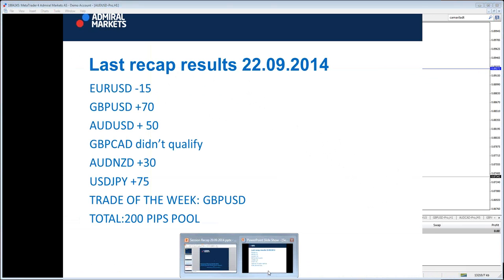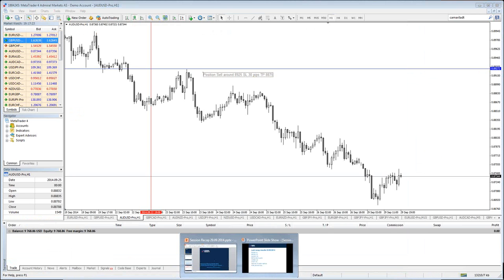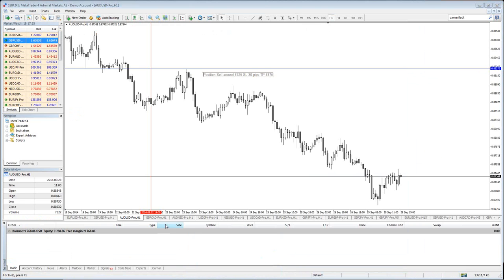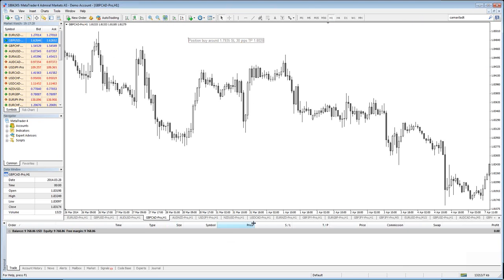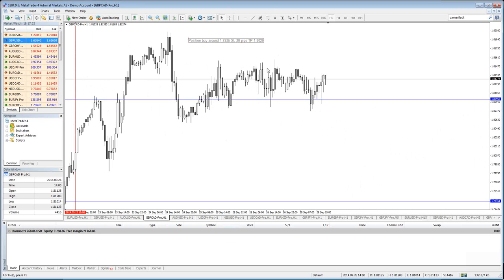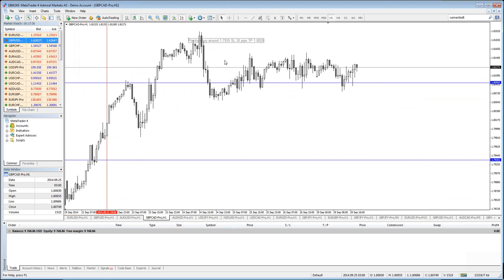Then GBP CAD. We had a GBP CAD trade. So this is GBP CAD. And well, as you can see, I was hoping for 79.35. Unfortunately, the price didn't pull back to this region. So this was a mistrade. You can see it went down. Here this was a retracement, but then we didn't have a nice pullback. I was hoping for more of a pullback.